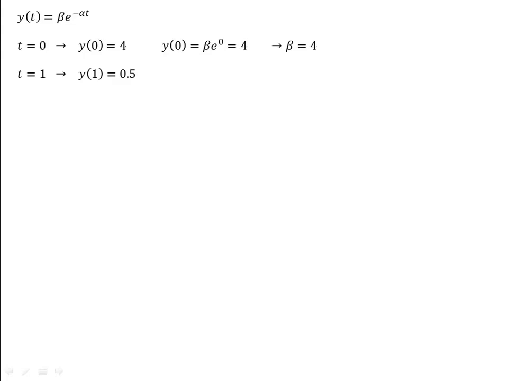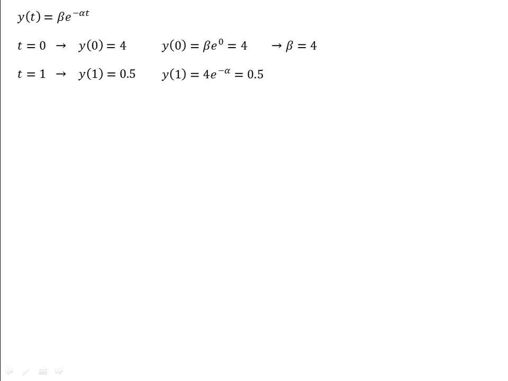So let's first solve the first problem. We know that for a first order system, the response is of the form beta e to the minus alpha t. Here beta and alpha are unknown, and we need to find them. If you look at the graph, at t equal to 0, y0 is 4. If we substitute 0 in this relation, we get y0 equal to beta e to the power 0 equal to 4. Since e to the power 0 is 1, we find beta equal to 4. If we look at another point, for example t equal to 1, from the graph we know that y1 is equal to 0.5. Substituting t in this relation, y1 is equal to 4 e to the minus alpha equal to 0.5.